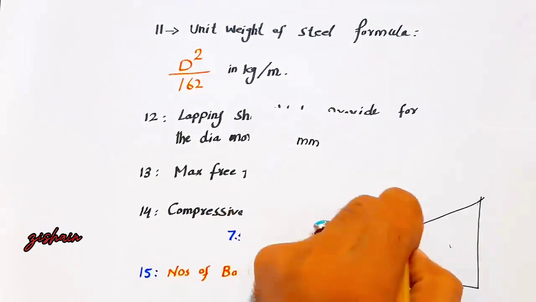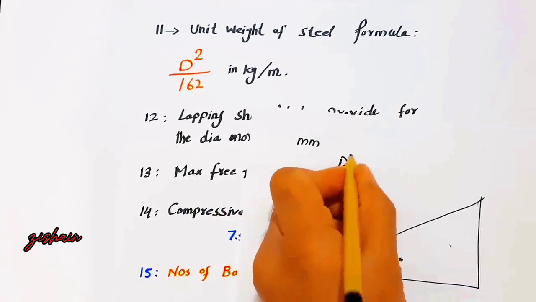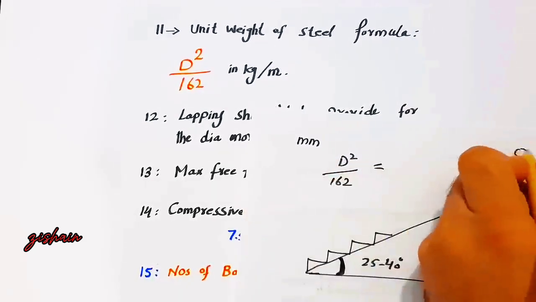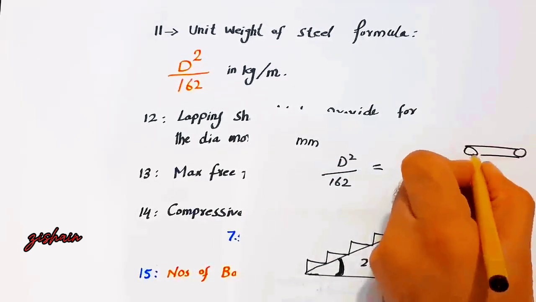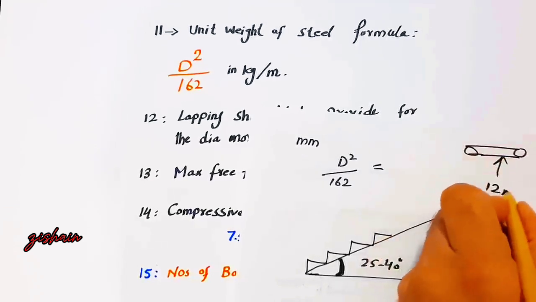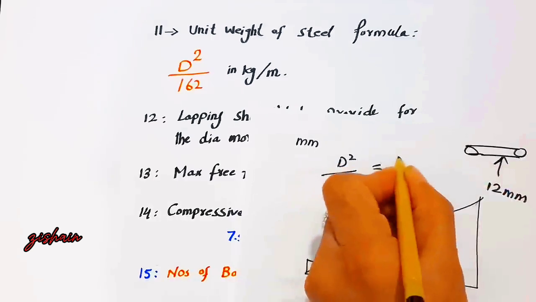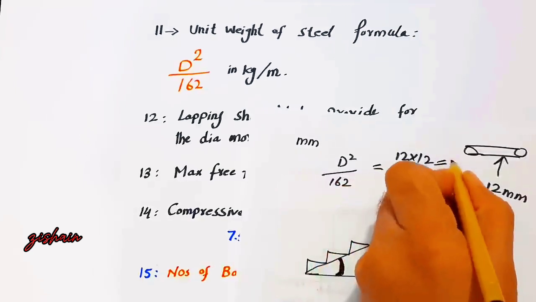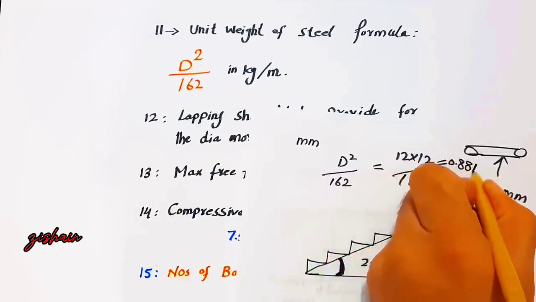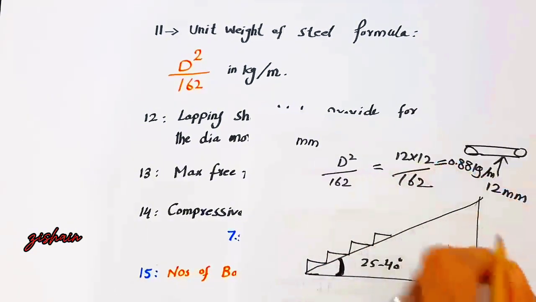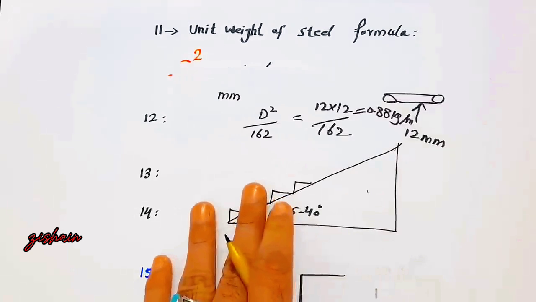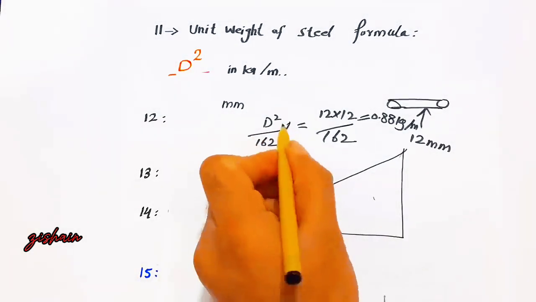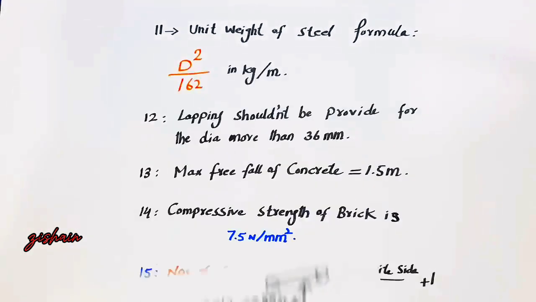For example, I am using the formula D square divided by 162. Say I am using a steel rod with dia 12 millimeter. So the formula will be 12 multiply 12 divided by 162. It will become 0.88 kg per meter. So this is the weight of steel for 12 millimeter dia of steel rod. With the running length you can also multiply, right?